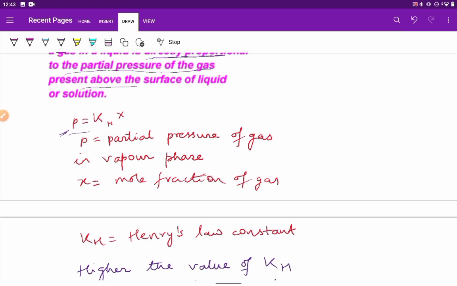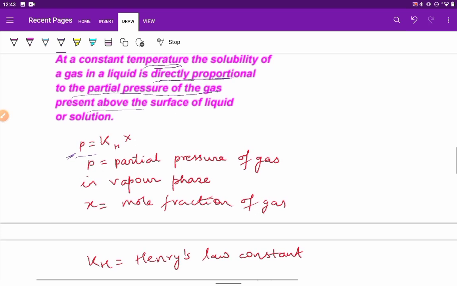So as we increase the pressure, when partial pressure will be more, X will also be more. So the solubility of the gas in the liquid is directly proportional to the partial pressure of the gas present above the surface of the liquid or solution. So when partial pressure increases, X also increases. X is the mole fraction of the gas in the solution.